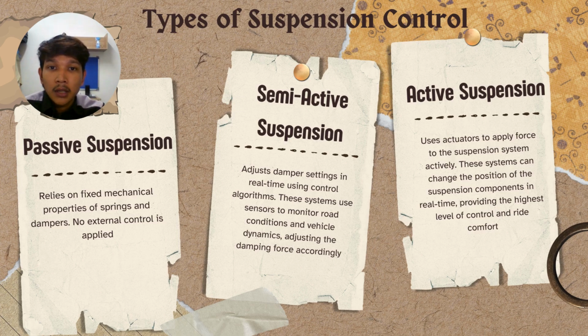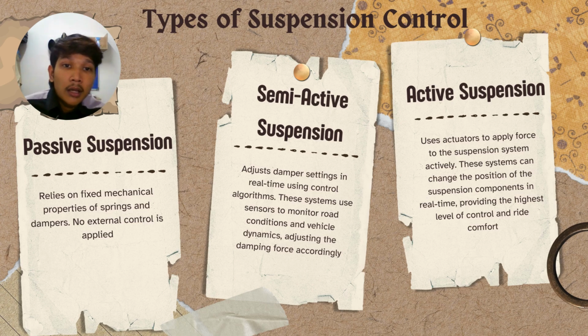Second is semi-active suspension. It adjusts damper settings in real time using a control algorithm. The system uses sensors to monitor road conditions and vehicle dynamics, adjusting the damping force accordingly.